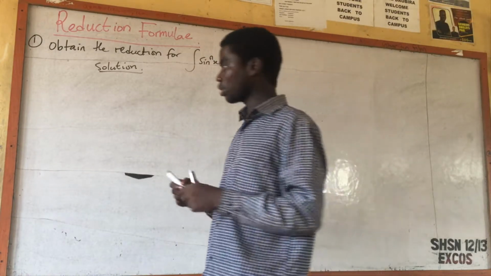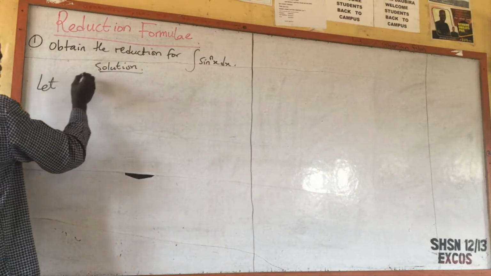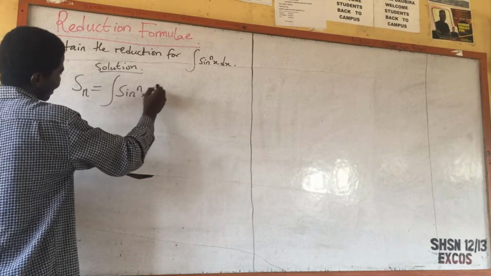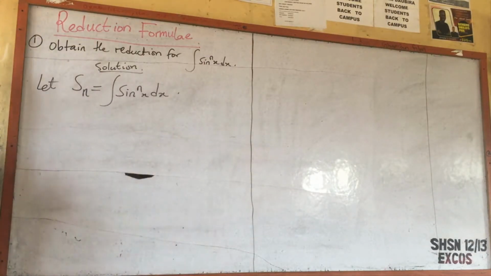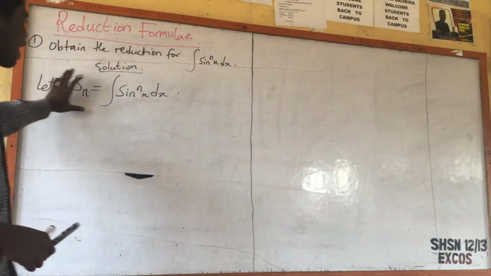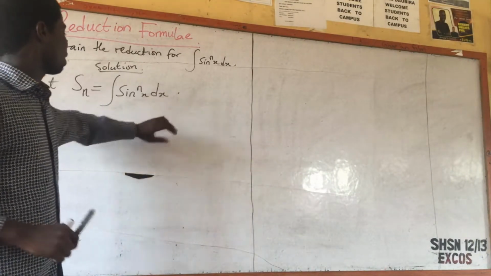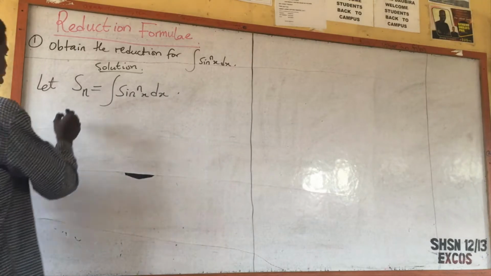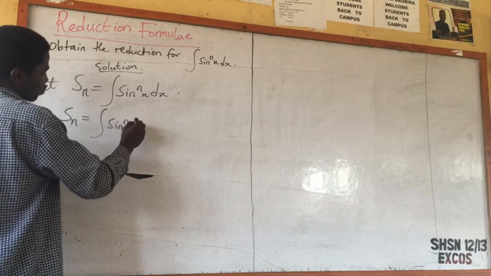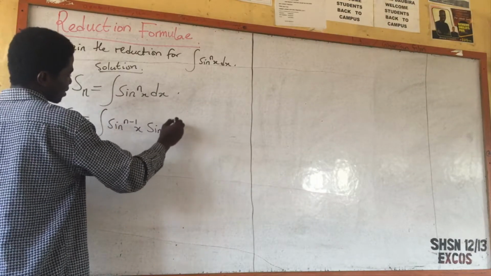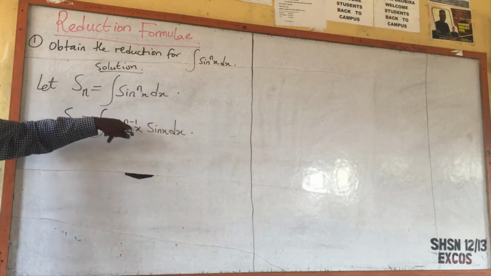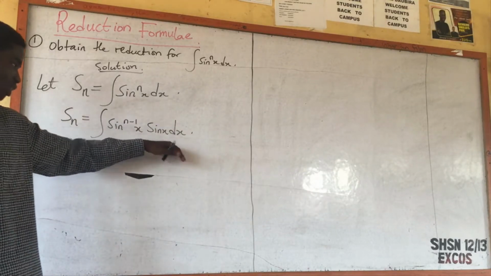Now the first thing is I'll call this Sn. Let Sn be equal to the integral of sine^n s ds. So I want to obtain the reduction formula for this. Now, what will happen here is that Sn will be equal to the integral of sine^(n-1) s multiplied by sine s ds. Of course, this is raised to power n, and this is n minus 1. So I brought out one of the sines so that I have this.